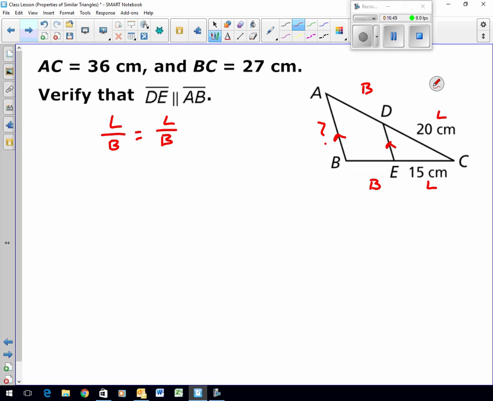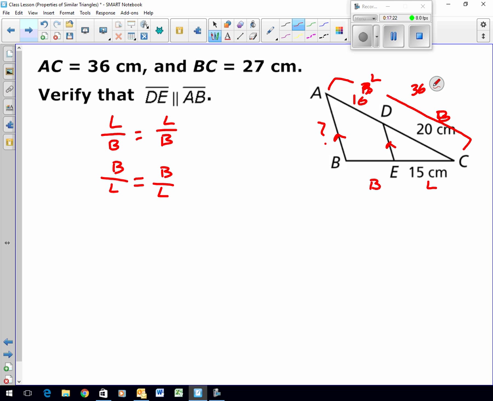It tells me that A to C is how long? 36. The whole thing's 36. How far have I gone so far? How many are left over? Oh, 16. So, you messed it up. This is now the biggest side. This is now the littlest side. All right, switch it up. B over L, B over L.